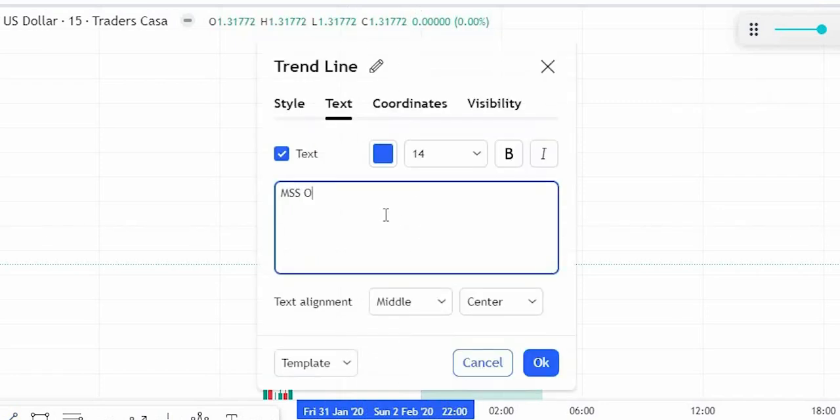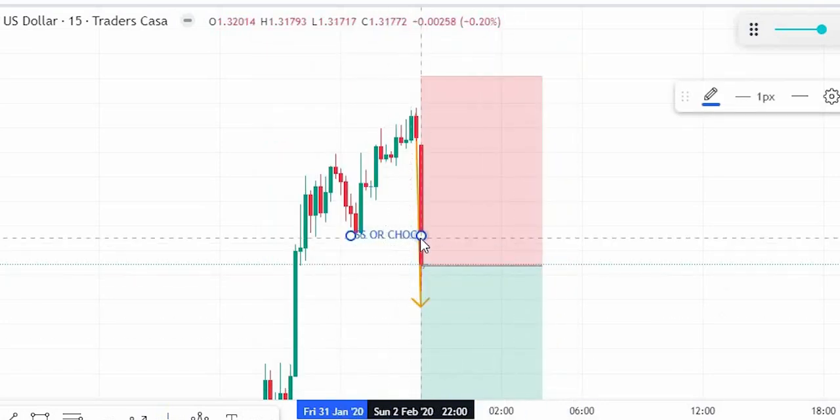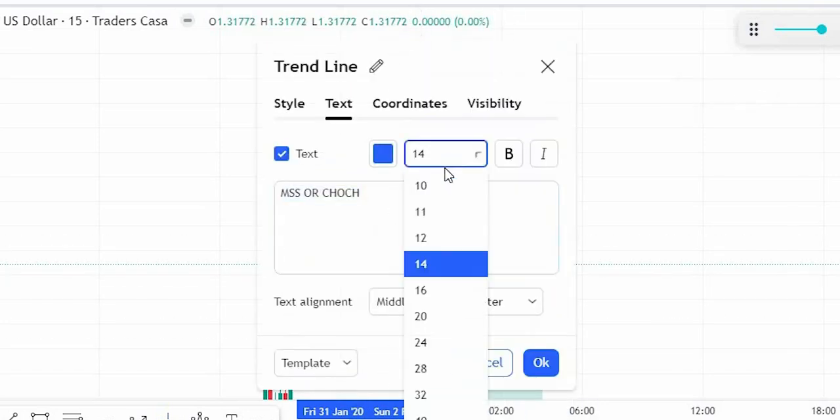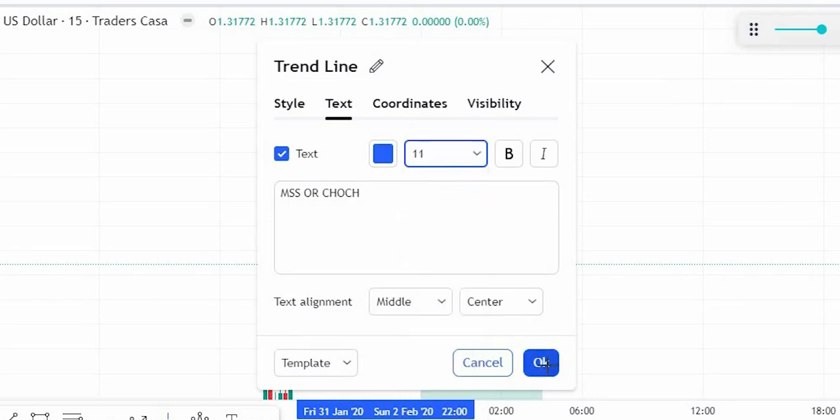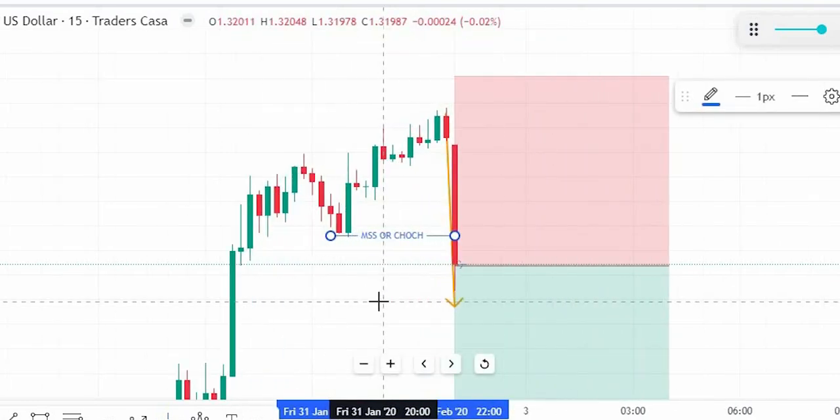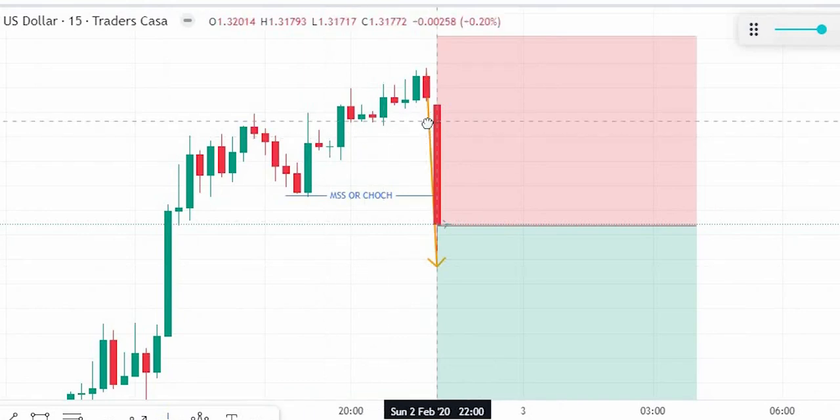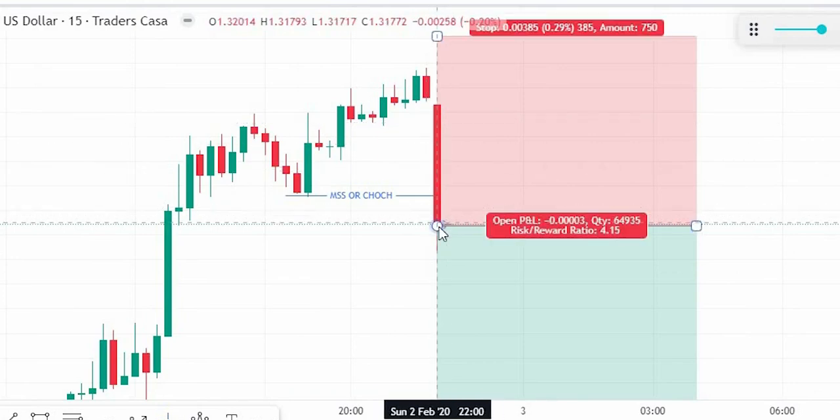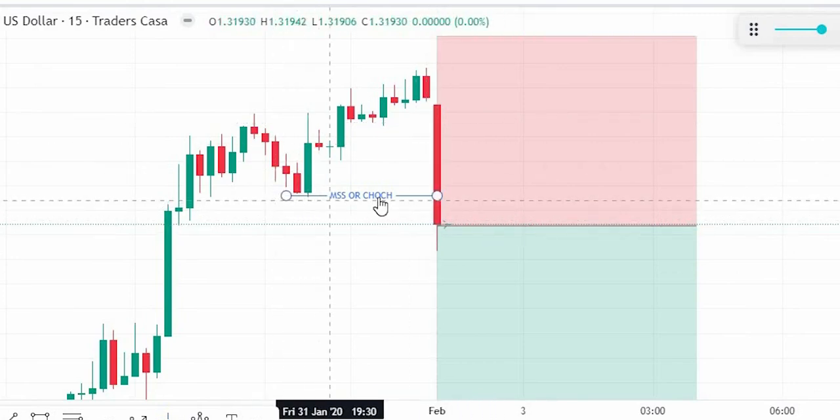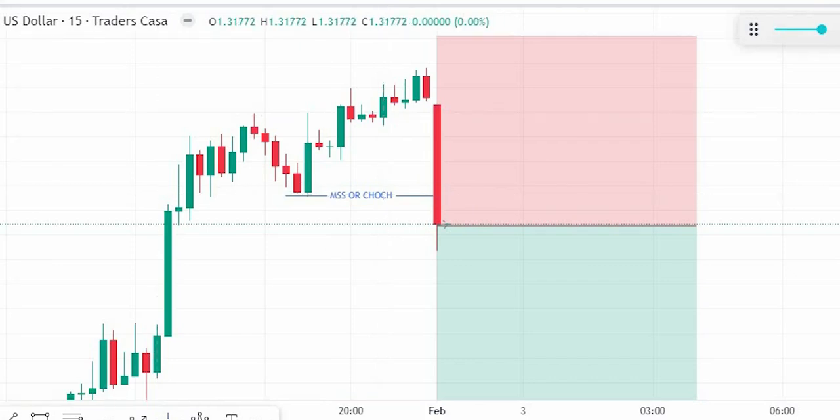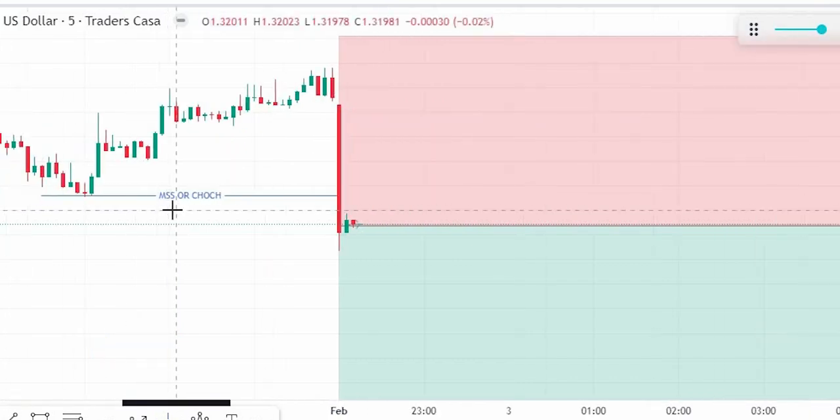Or a change of character right there, right? So we have a market structure shift or a change of character right there, which shows that the sellers are now kicking in the market, that the buyers are already losing their power and their ability to move the market upward. So we have to enter the trade immediately after the change of character has been found. Then we can go down to the 5 minutes to have a clear confirmation.